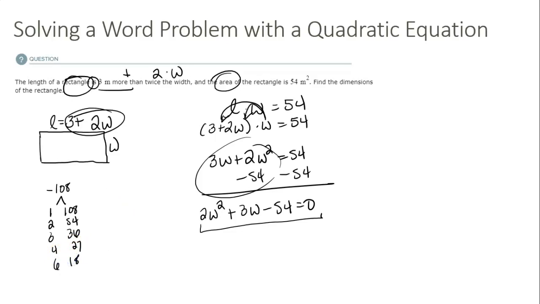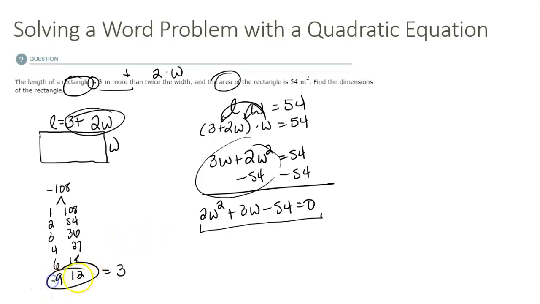Let's see if it's divisible by 7. Nope. Let's see if it's divisible by 8. Nope. Let's see if it's divisible by 9. Yep, 9 and 12. And the difference between 9 and 12 is 3. So let's think about which one of these should be negative. The sum should be positive, so I need the smaller number to be negative.